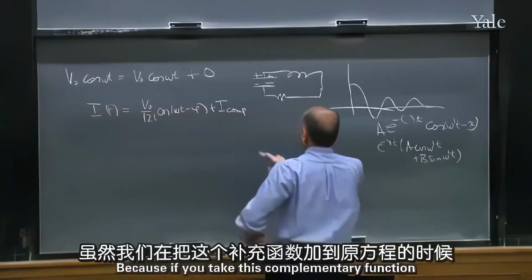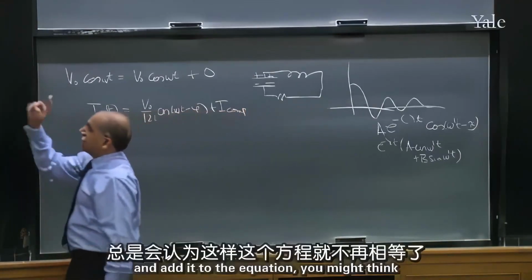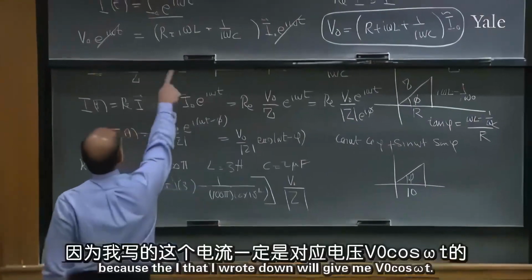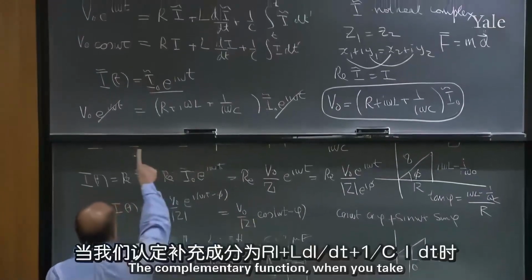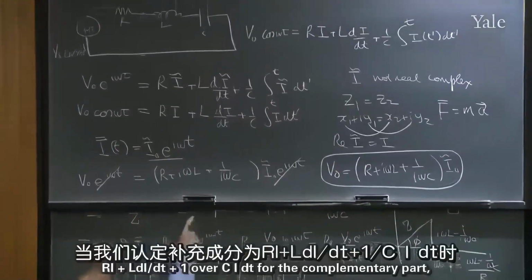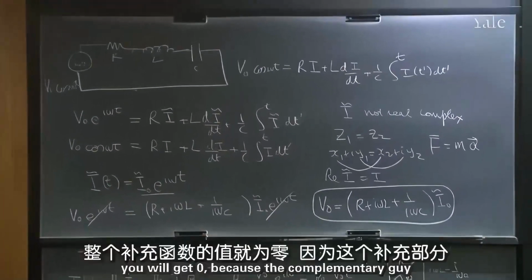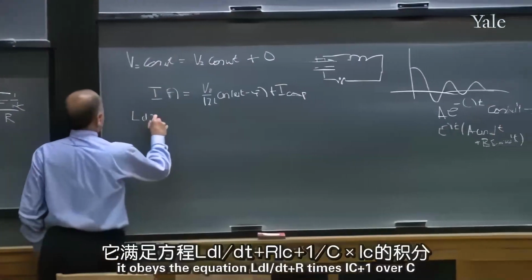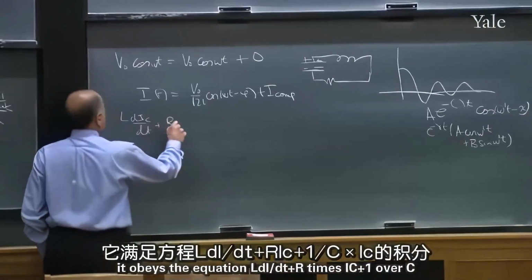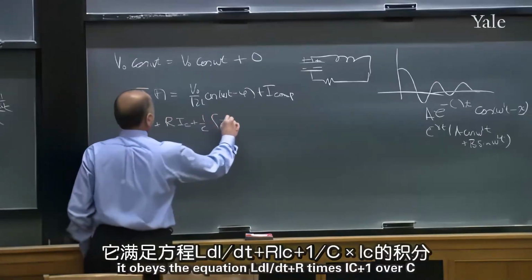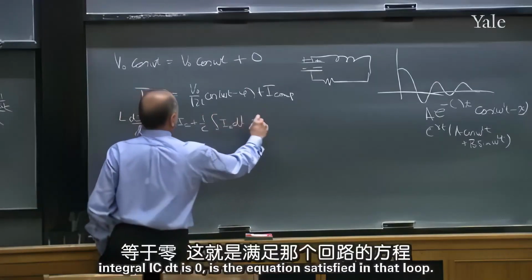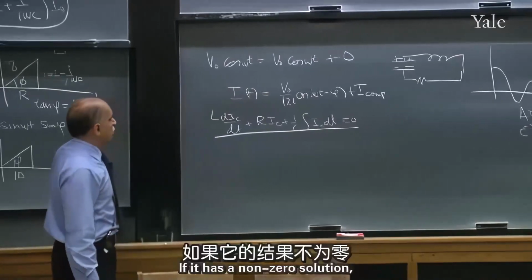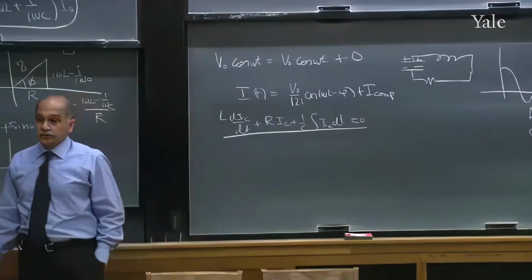Because if you take this complementary function and add it to the equation, you might think it will mess up the equation, but it won't. Because the I that I wrote down will give me v naught cos omega t. The complementary function, when you take R I plus L di dt plus 1 over C integral I dt for the complementary part, you will get 0. Because the complementary guy obeys the following equation. It obeys the equation L di dt plus R times I_C plus 1 over C integral I_C dt is 0. The equation satisfied in that loop. If it has a non-zero solution, you can add it to your equation.